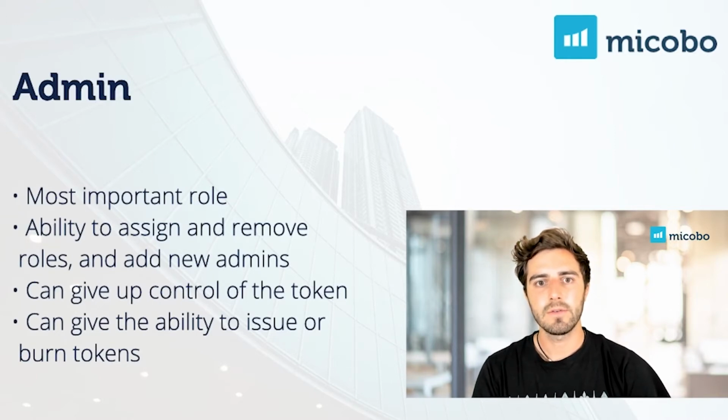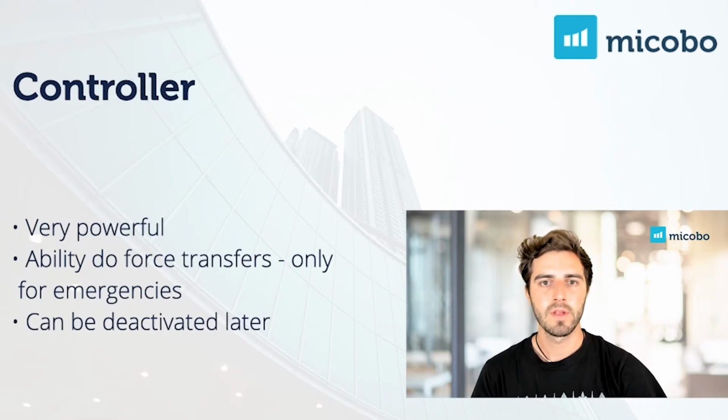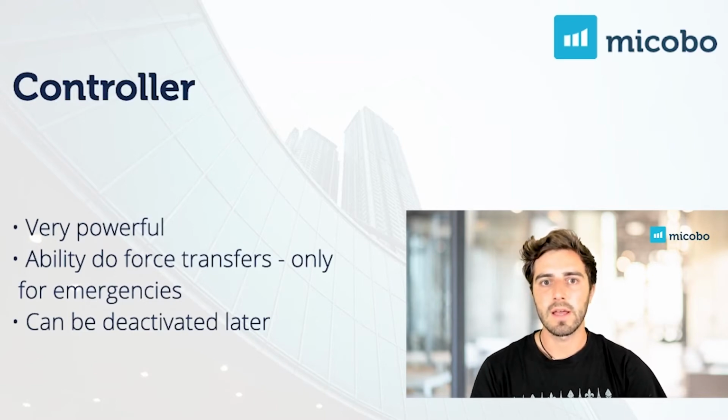You can assign or remove other roles, meaning you can give people the ability to issue or to burn tokens, for example. The controller. The controller is also a really powerful role. Anybody who has this role can do so-called forced transfers, meaning they can move any tokens from any address anywhere else. This is strictly and only meant for emergencies where people have lost their private keys. And since this role is so powerful, you can deactivate this function altogether later on.